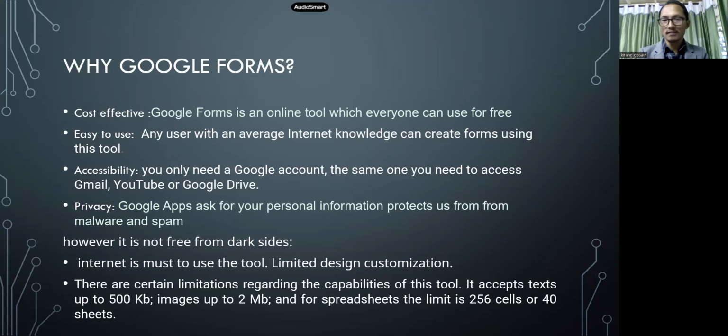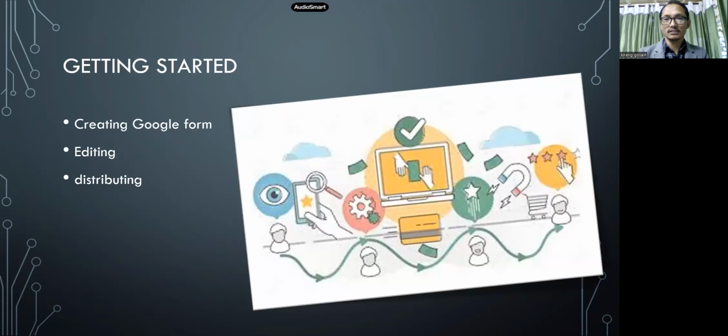Likewise, it also has certain disadvantages. The first disadvantage is that internet is a must. Second, it has limited customization design. The third is there are certain limitations regarding the capabilities of this tool. It accepts text up to 500 KB, images up to 2 MB, and for spreadsheets, the limit is 256 cells or 40 sheets. So these are the limitations.